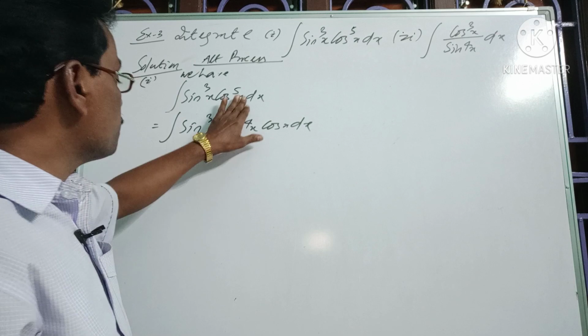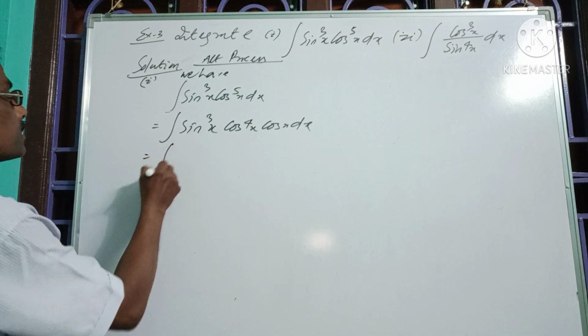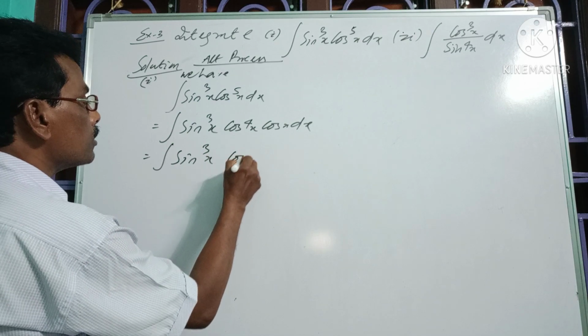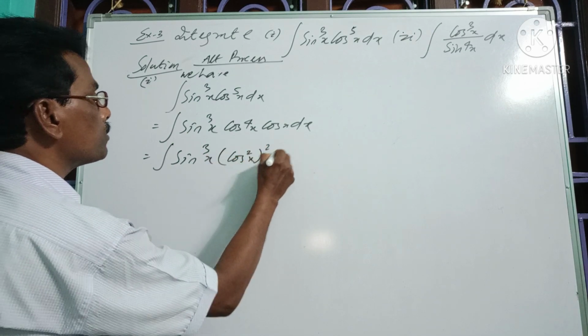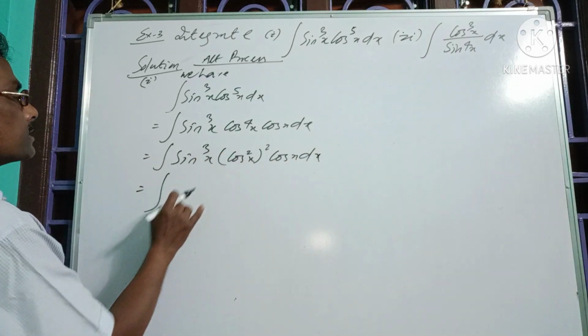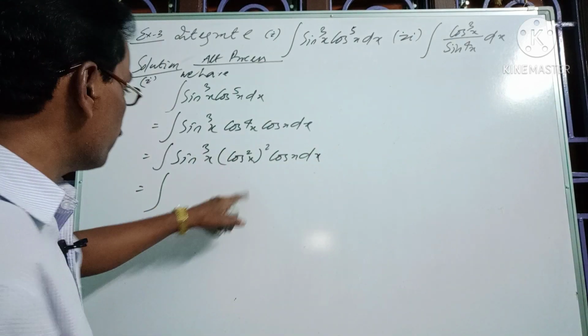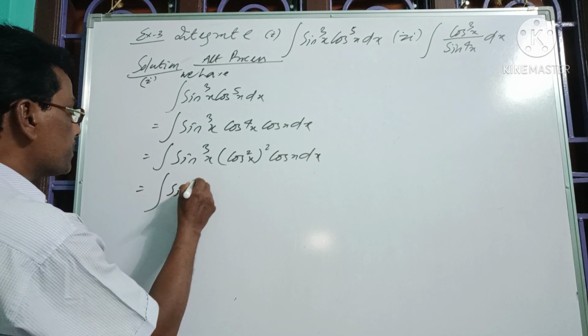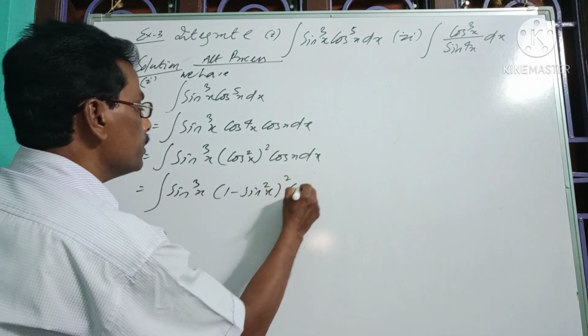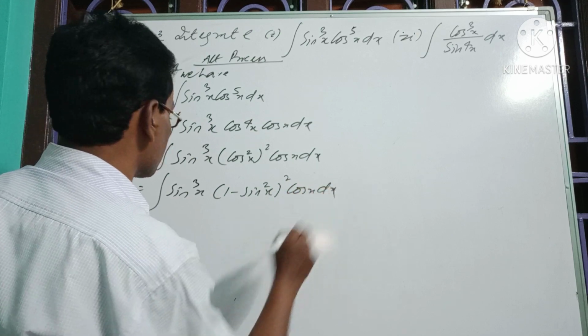So breaking cos to the power 4 x, we have integration of sin to the power 3 x into cos square x whole square into cos x with respect to x. Now again, breaking cos square x in terms of sin square x, we have sin cubed x into 1 minus sin square x whole square into cos x with respect to x.